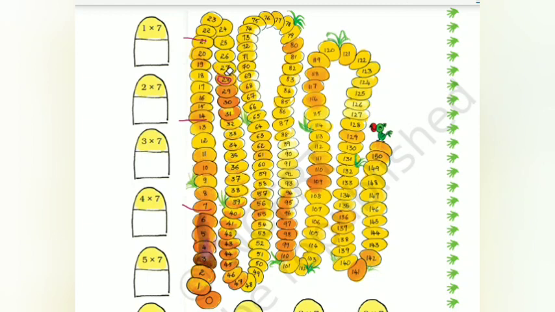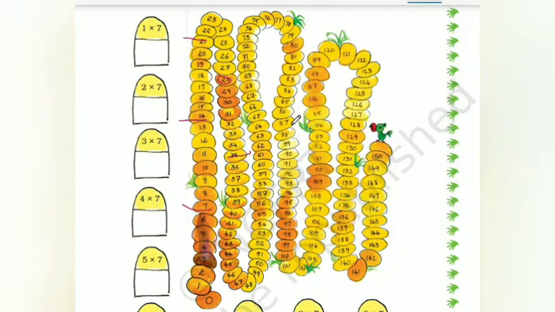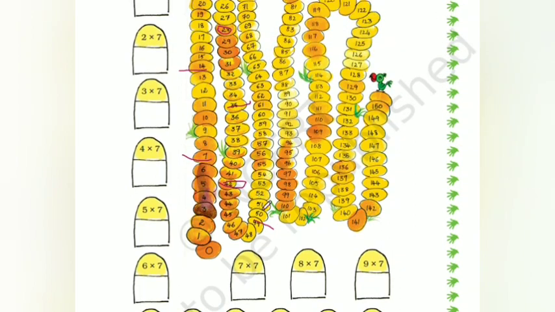It reached 28. Okay, then from 28, where it reached? It reached 1, 2, 3, 4, 5, 6 and 7. It reached 35. Okay. From 35, 1, 2, 3, 4, 5, 6, 7. It reached 42. Then 1, 2, 3, 4, 5, 6, 7. In the 7th time, 49. After that, 1, 2, 3, 4, 5, 6, 7. It reached 56.